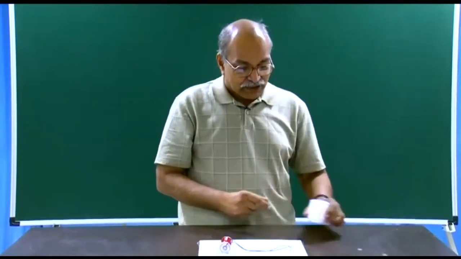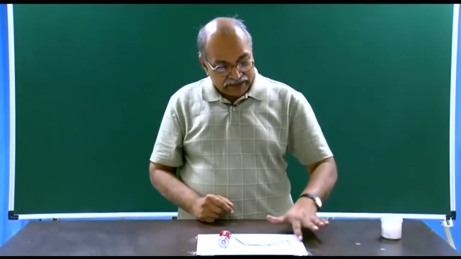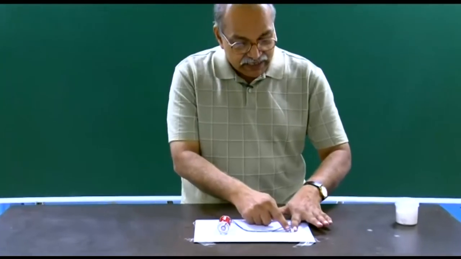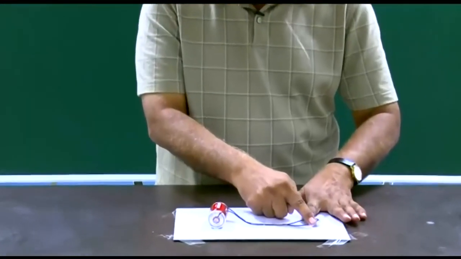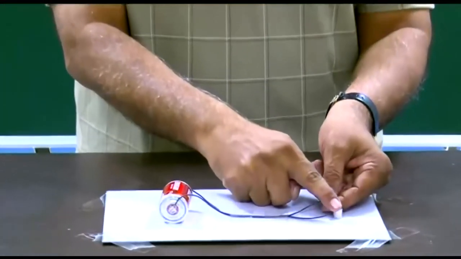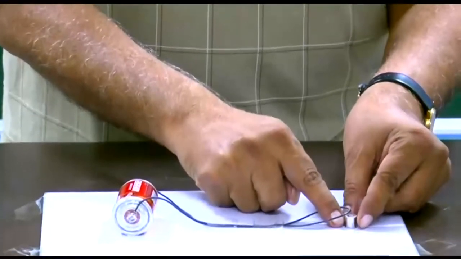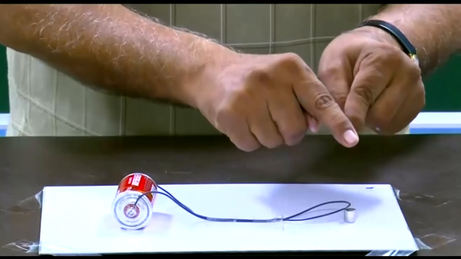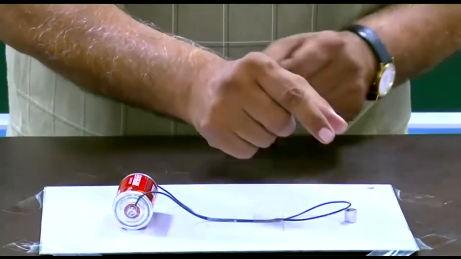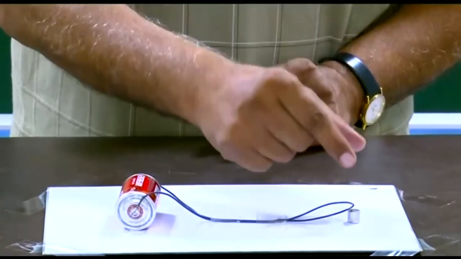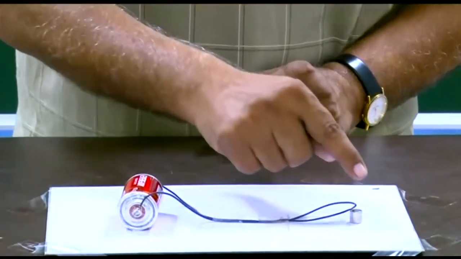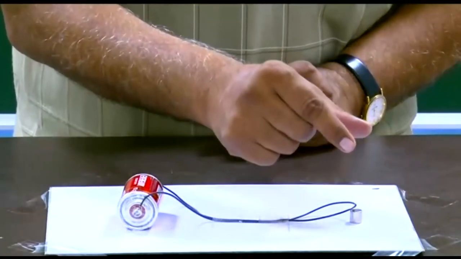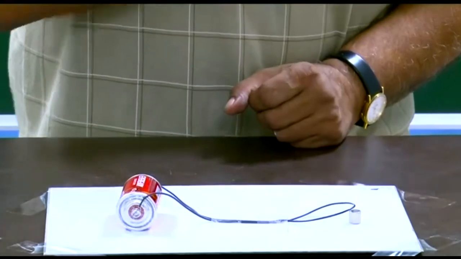Okay, so if I put the magnet somewhere here, and the portion of the loop which is close to the magnet is right above the center, what kind of magnetic field will it feel? It will feel a vertical magnetic field. If it is north pole up, then the field will be vertically upward.